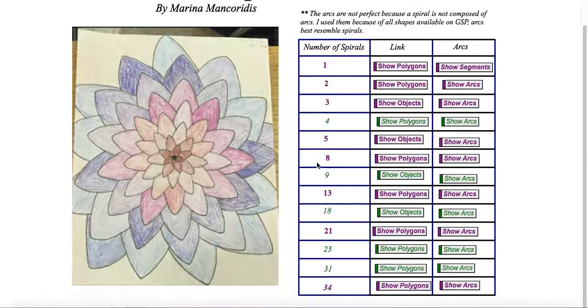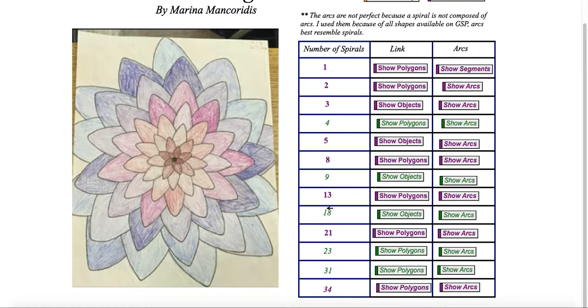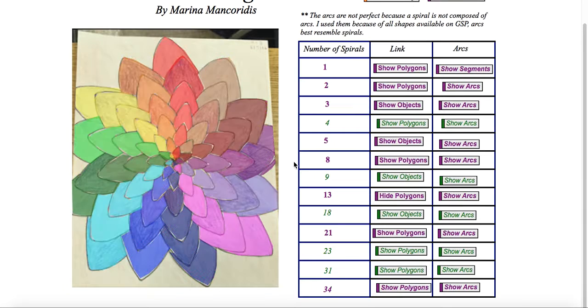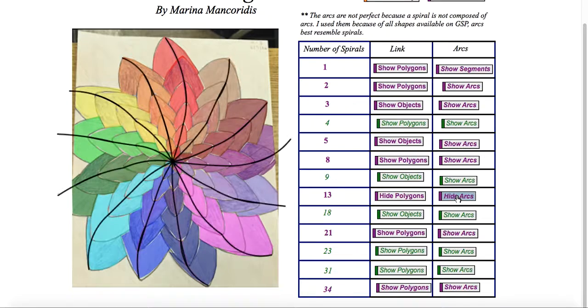So in this, I looked at different numbers of spirals and used the Geometer Sketchpad to put interactive dots on top of the spirals to help create it. And I made this little table over here. So for example, if you want to show 13 spirals, I color coded it so you see the different 13 spirals. And I also made arcs to show the spirals.